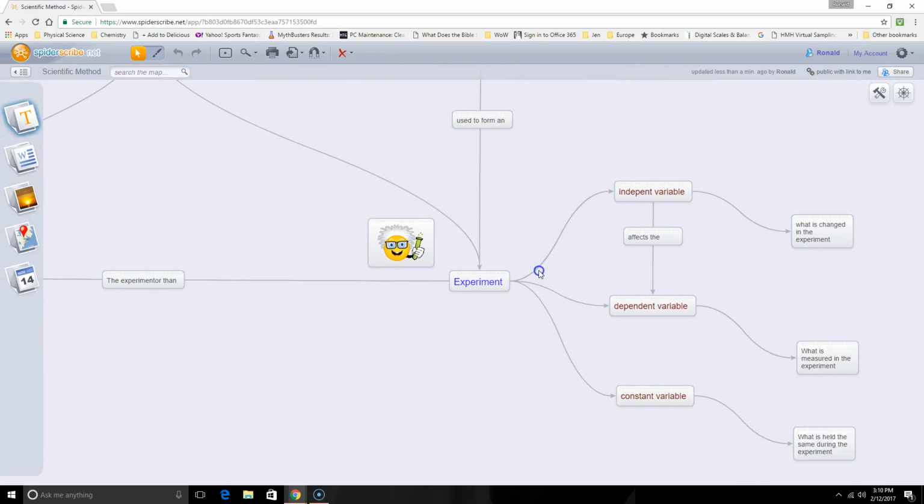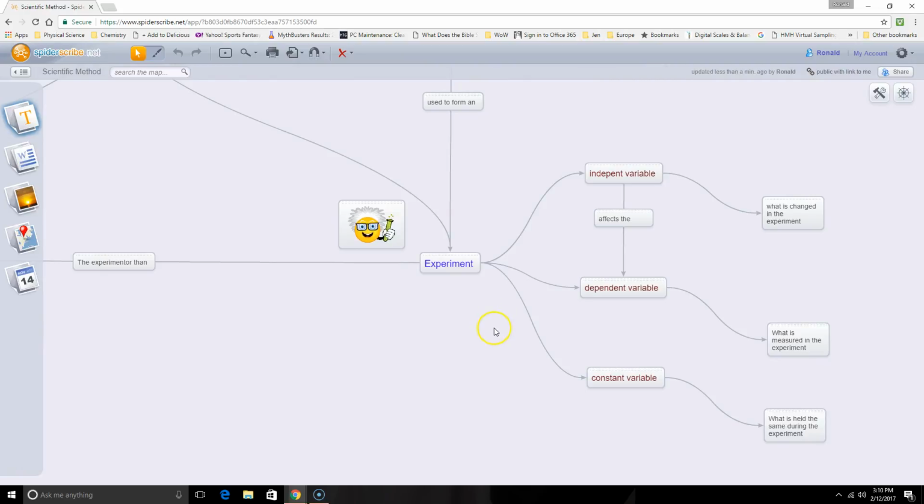So in our experiment, we have a couple of different variables, which we will touch on in more detail later on in the course. But we have the independent variable, which is what you are changing in the experiment. The independent variable affects the dependent variable, which is what we are going to be measuring during the experiment. And then we have constant variables, which are the things in the experiment that are always held to be the same. They will never change.